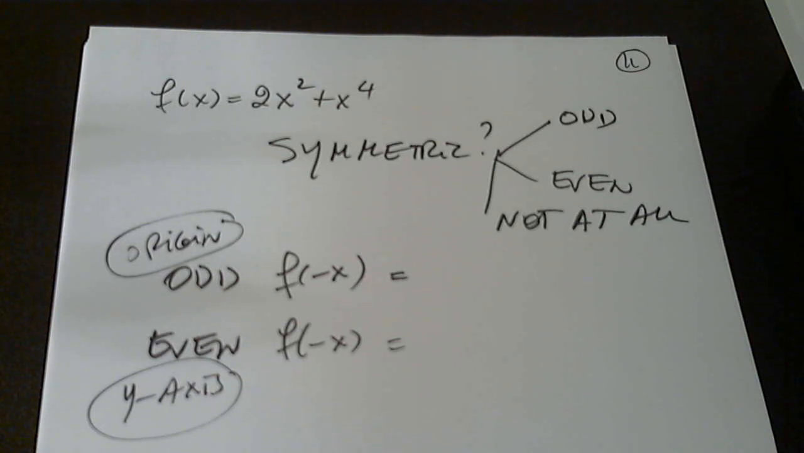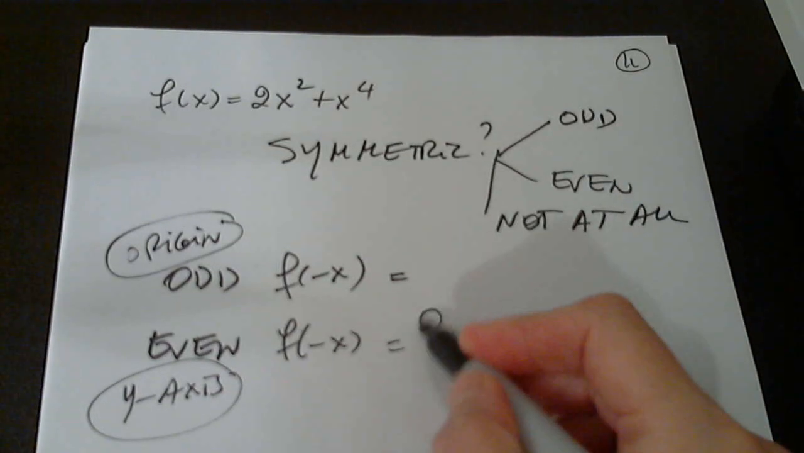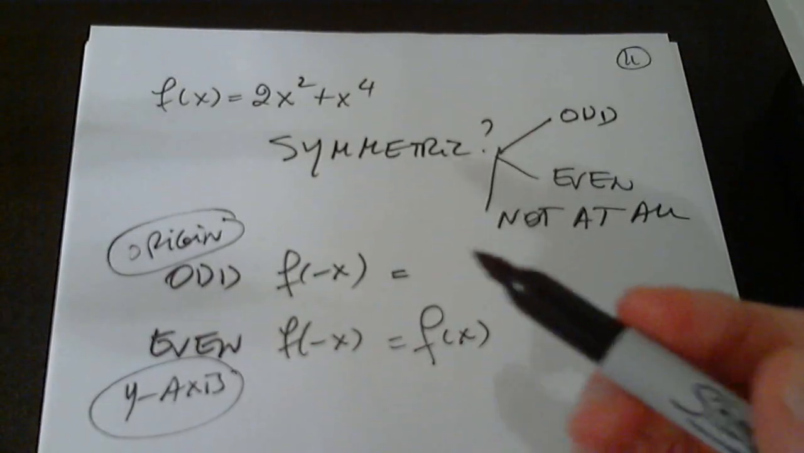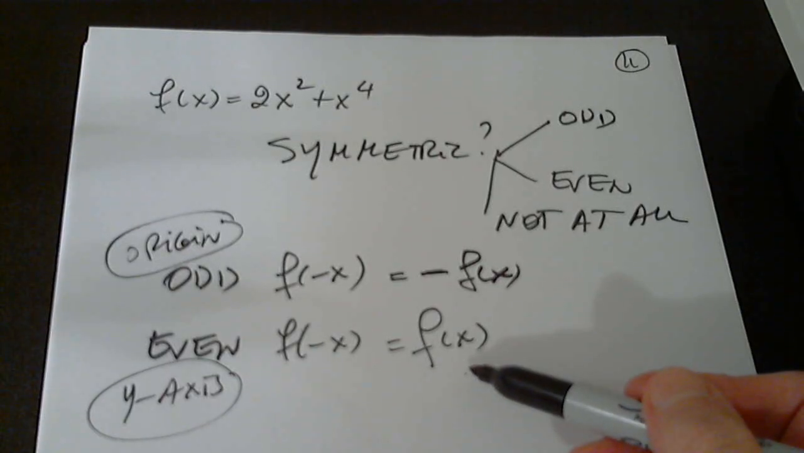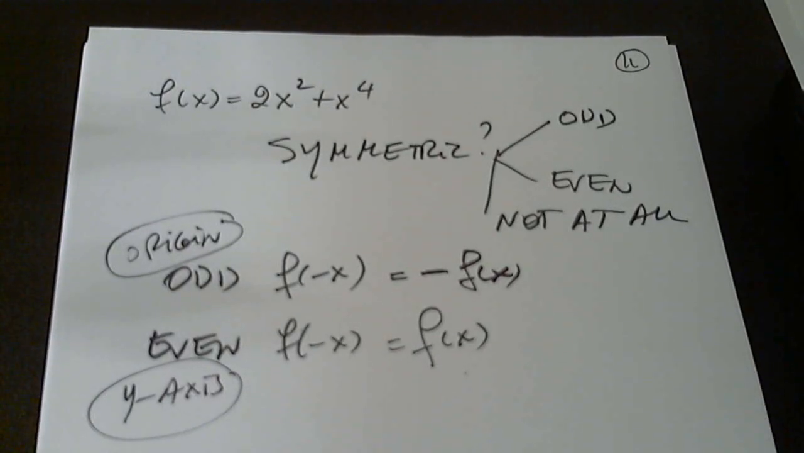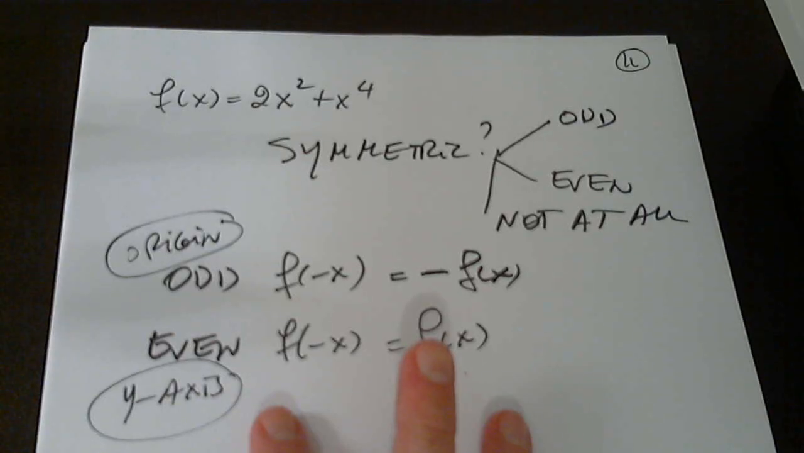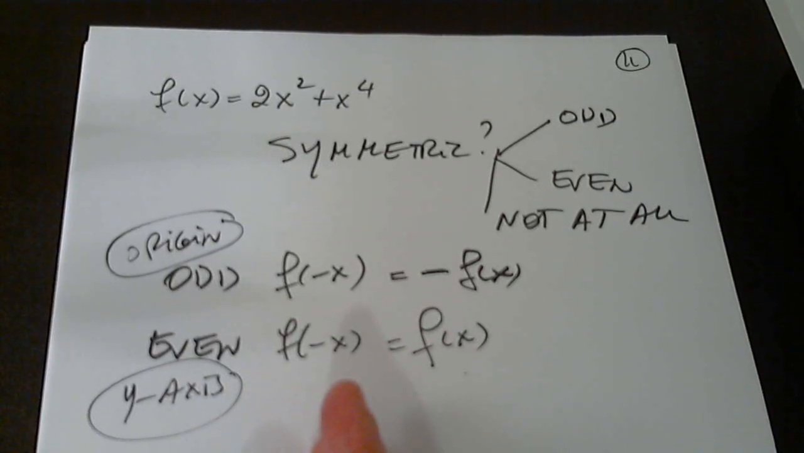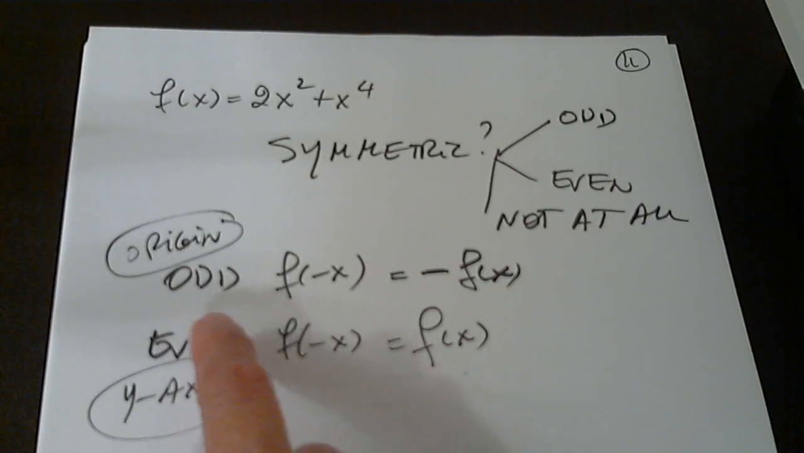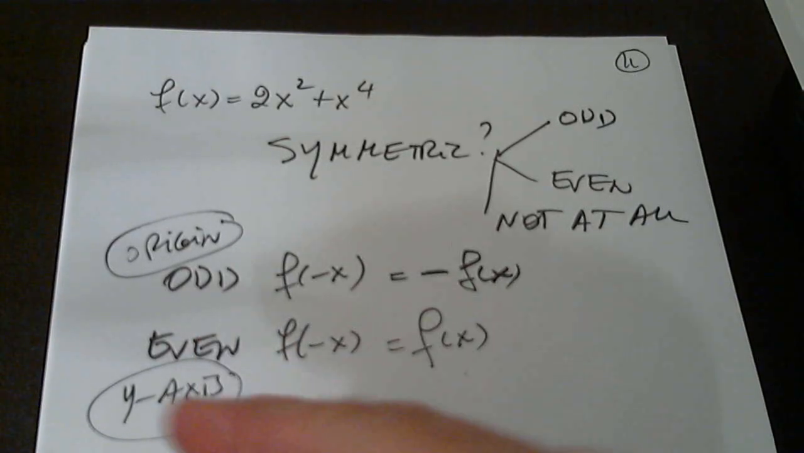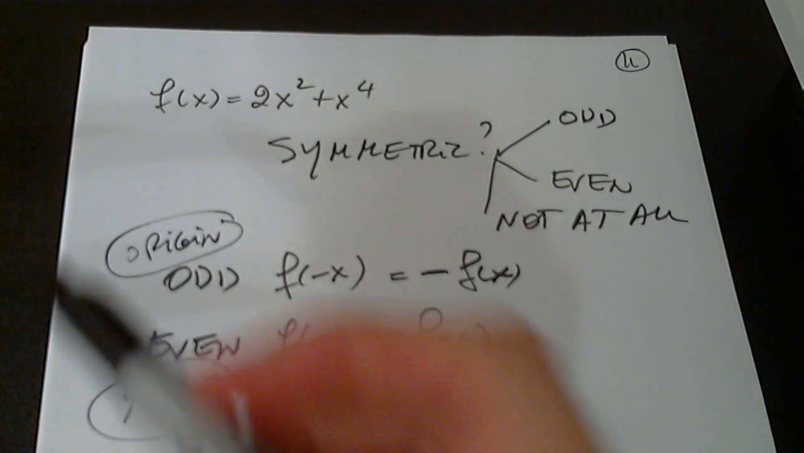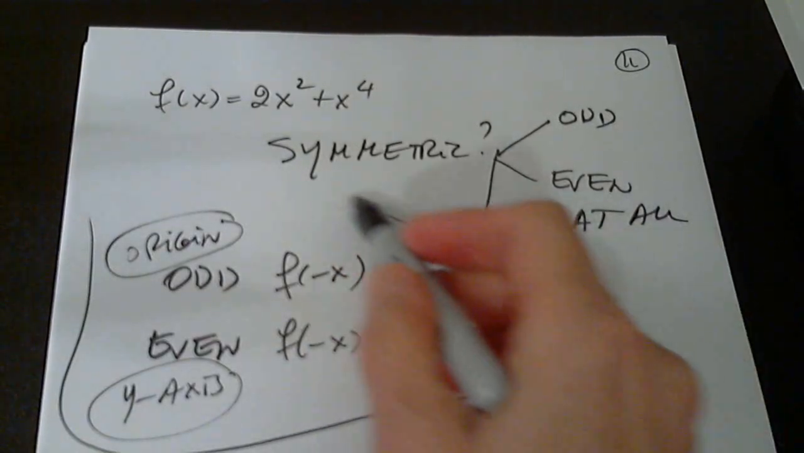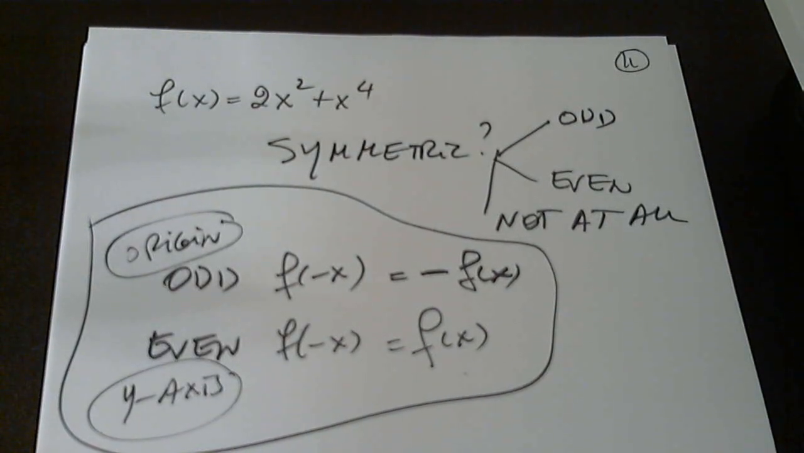So remember, for even it is the same. That's the easiest. For odd, it is the opposite of the function. Not difficult to remember. For even, they are the same, with negative x or with x, it doesn't make any difference. They're identical. For odd, however, it is the opposite of f of x. So if you remember them together, you'll never have any difficulties.